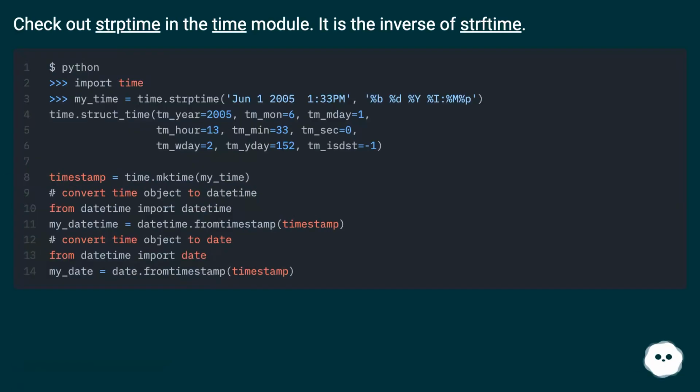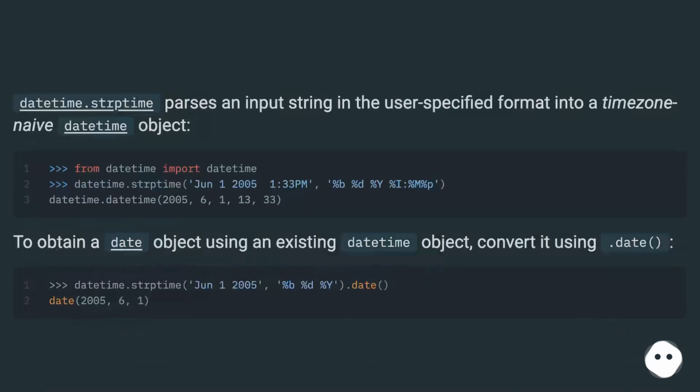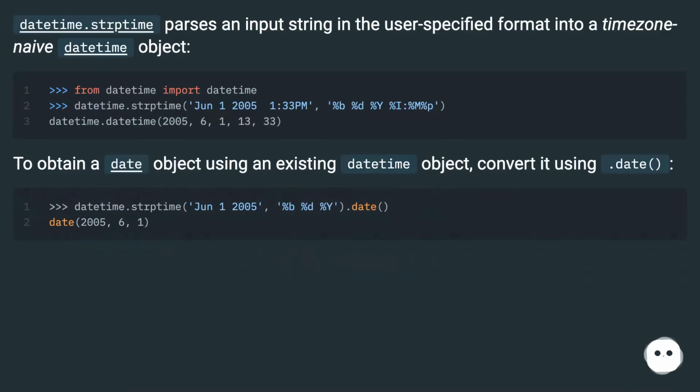Check out strptime in the time module. It is the inverse of strftime. Datetime.strptime parses an input string in the user-specified format into a time zone-naive datetime object. To obtain a date object using an existing datetime object, convert it using .date.